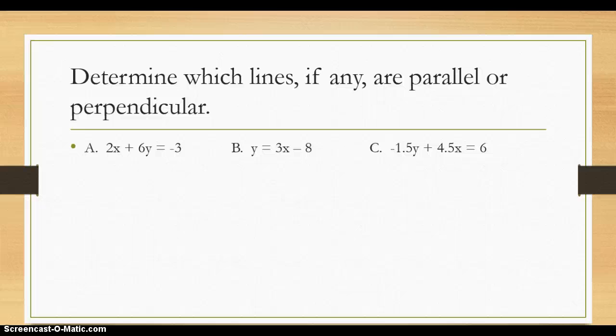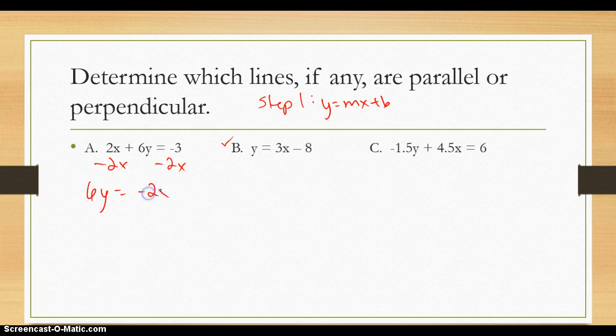So determine which lines, if any, are parallel or perpendicular. So first step is to get each of these into y equals mx plus b form. So step 1, y equals mx plus b. Get into this form. So this one is already done for us. So let's subtract 2x here. So 6y equals -2x minus 3. Divide by 6. y equals -1/3 x minus 1/2. Okay, so there's that line.